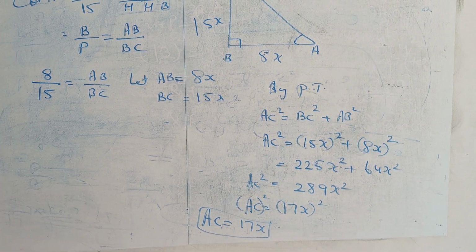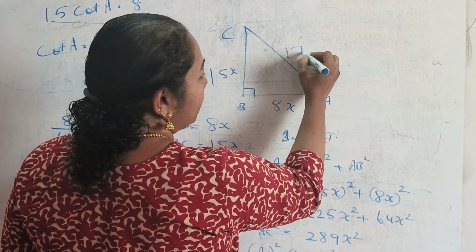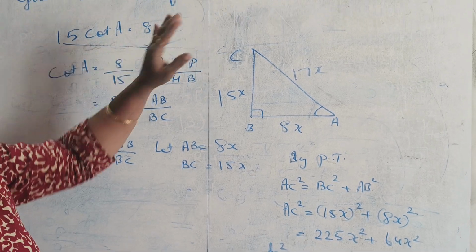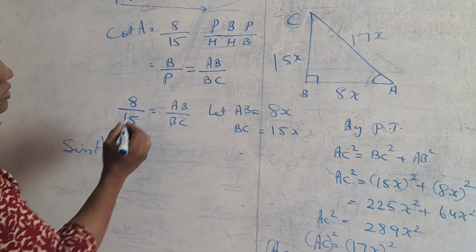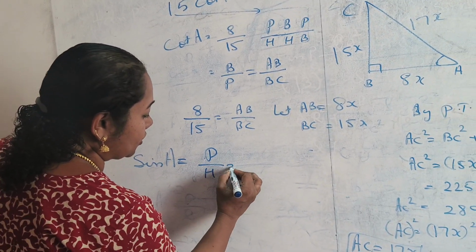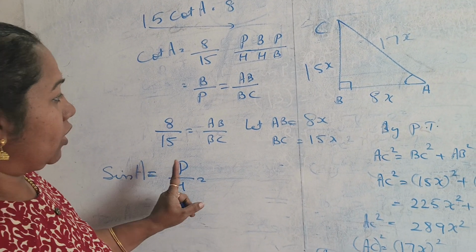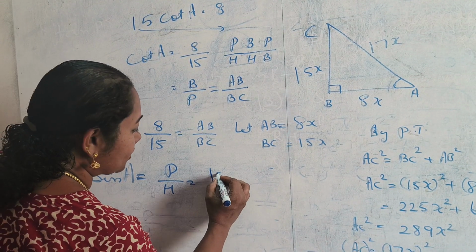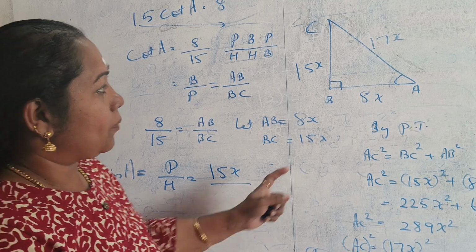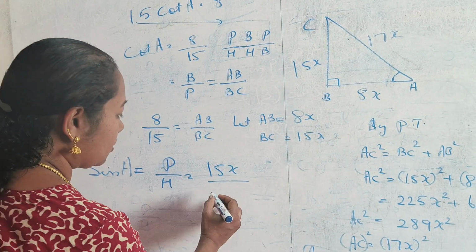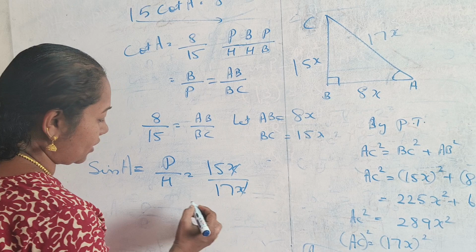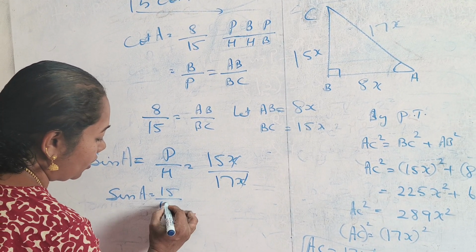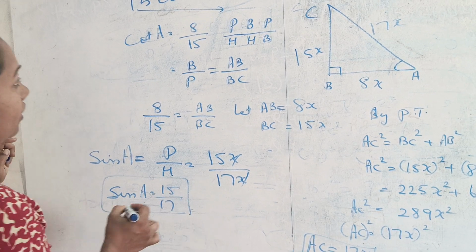Okay. So let us put the value here, 17x. Now we have to find sin A. Sin A equals P upon H. P is perpendicular. According to this, perpendicular is this one, so BC, that is 15x upon H, hypotenuse, that is 17x. x and x will cancel out. So sin A is equal to 15 upon 17. We got the value of sin A.